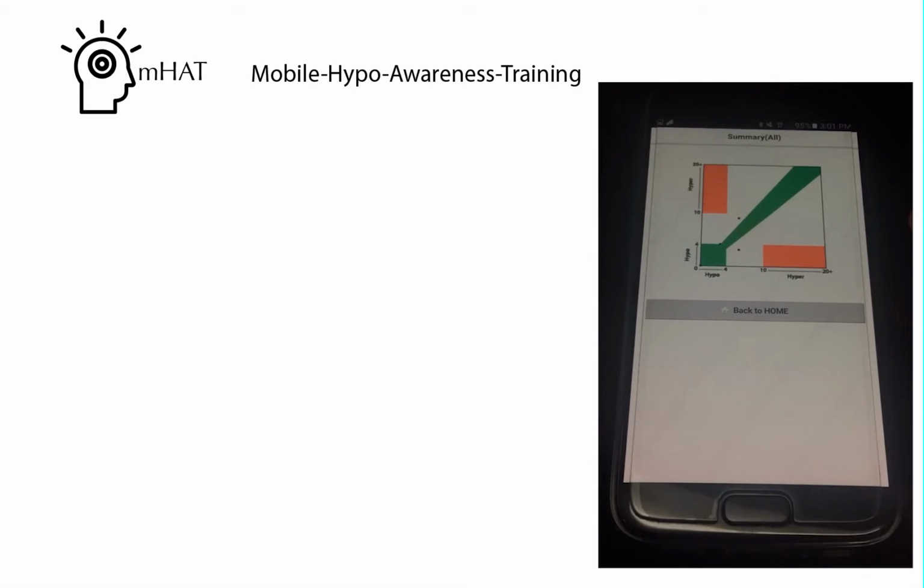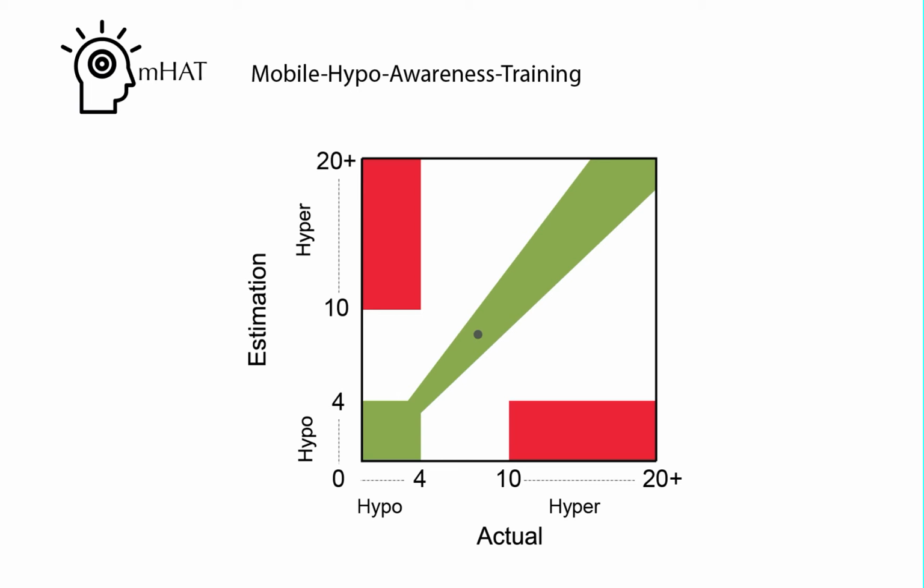The next screen plots your estimates and actual blood glucose recordings on an estimation grid. The vertical axis will indicate what your estimated blood glucose was before you performed the check. The horizontal axis indicates your actual blood glucose. Where the dot is plotted indicates how accurate your estimation was. Now we're going to run through some examples.